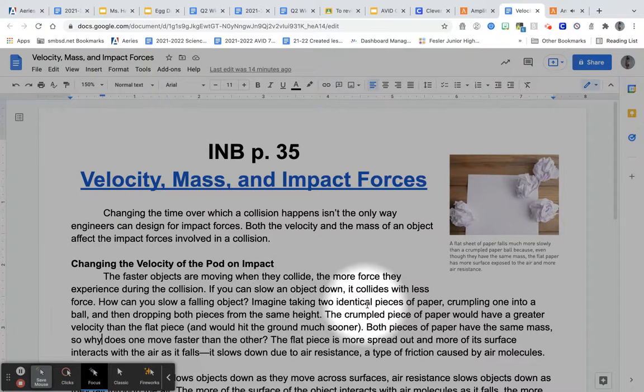Imagine taking two identical pieces of paper, crumpling one into a ball, and then dropping both pieces from the same height. The crumpled piece of paper would have a greater velocity than the flat piece, and would hit the ground much sooner. Both pieces of paper have the same mass, so why does one move faster than the other?